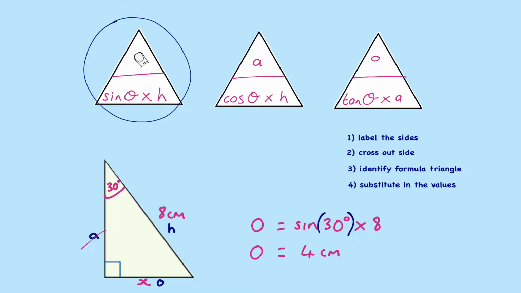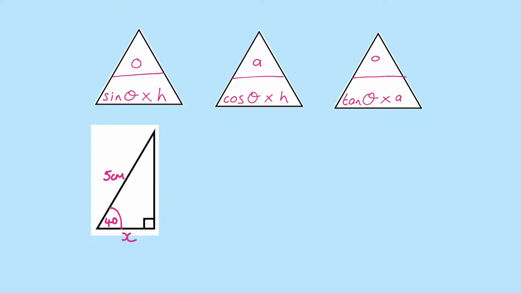Let's have a look at another example. So let's go through the steps again. Step 1, we label our sides. So we have H, which is opposite the right angle, longest side. O, which is opposite the angle you've been given or you're trying to find. A, which is the adjacent side to the angle you've been given or trying to find. Then we cross out a side. So we're not interested in the O, so we cross that out.